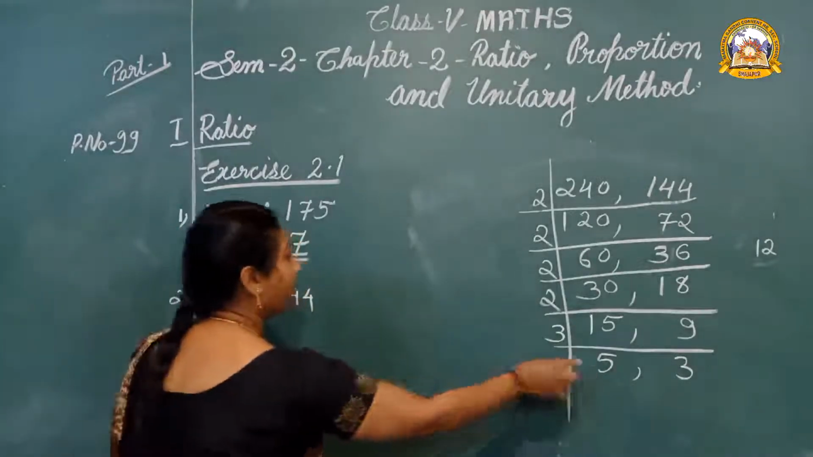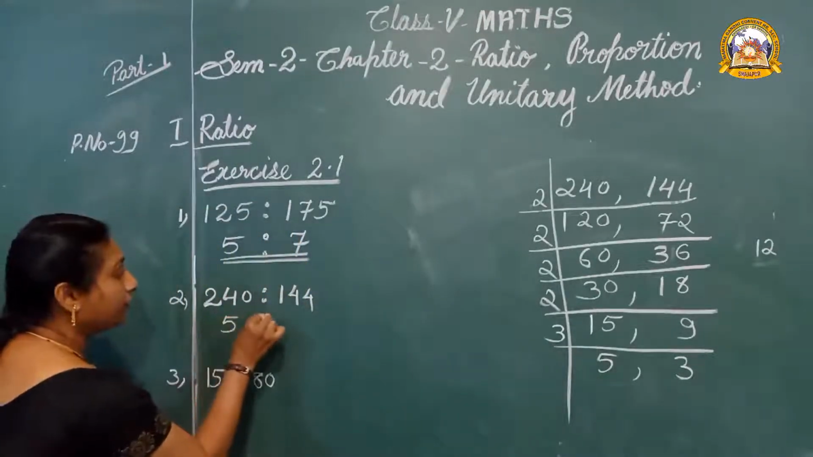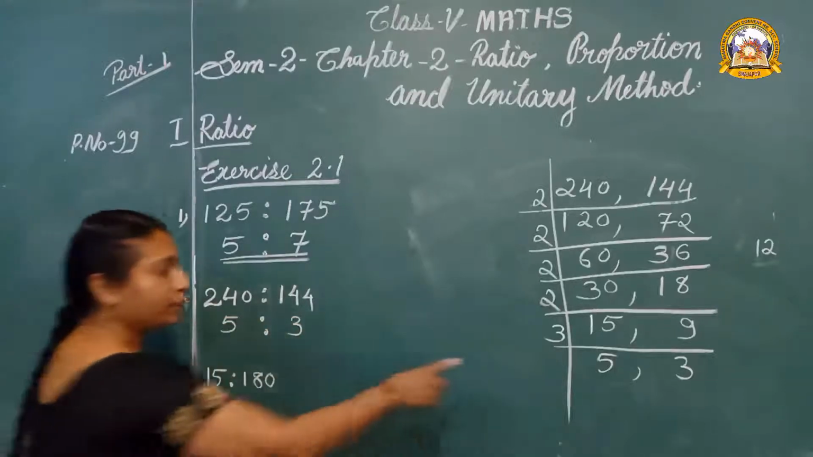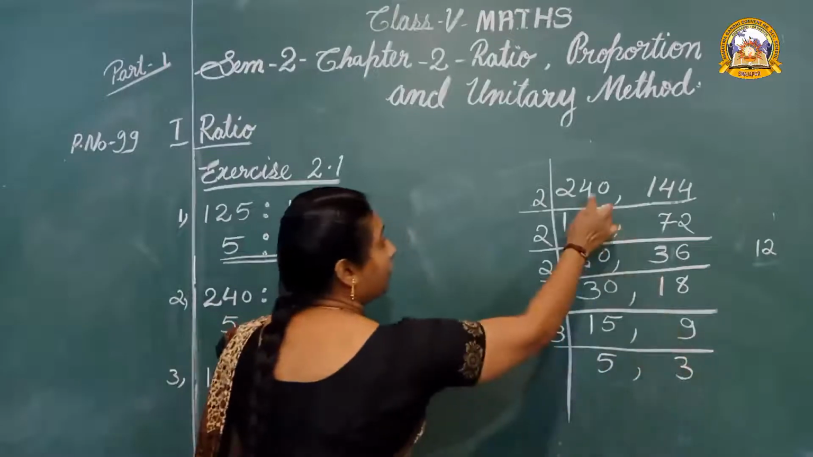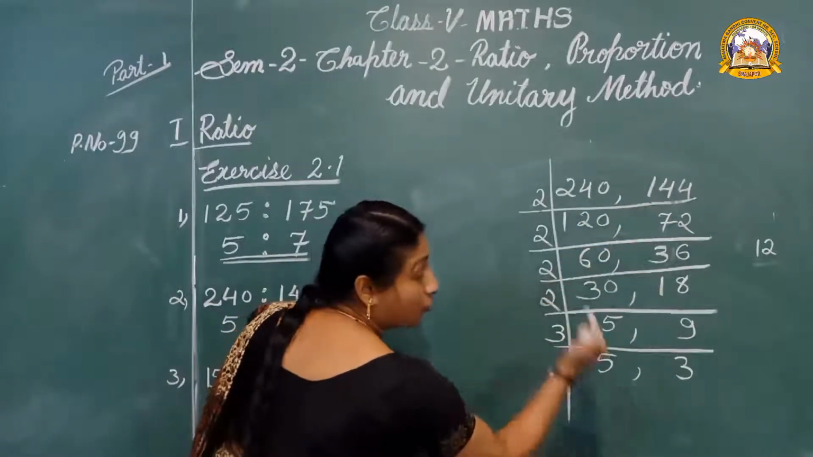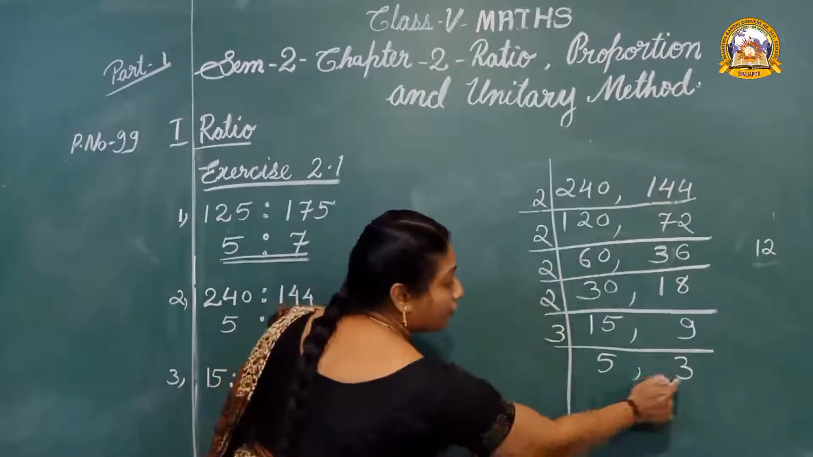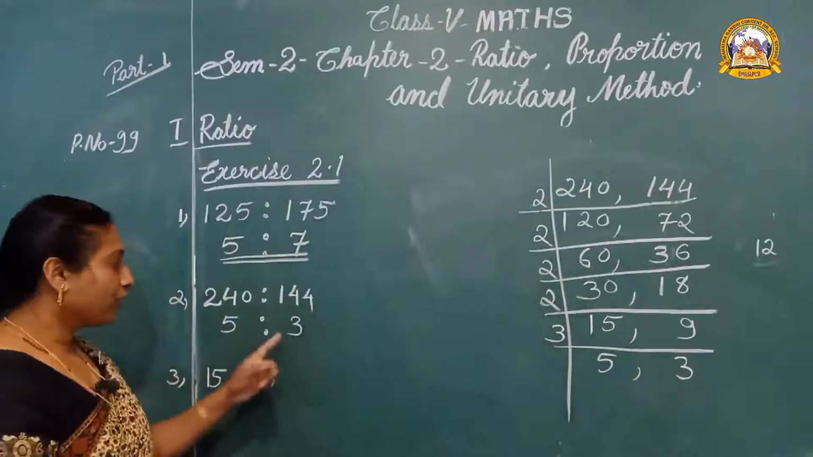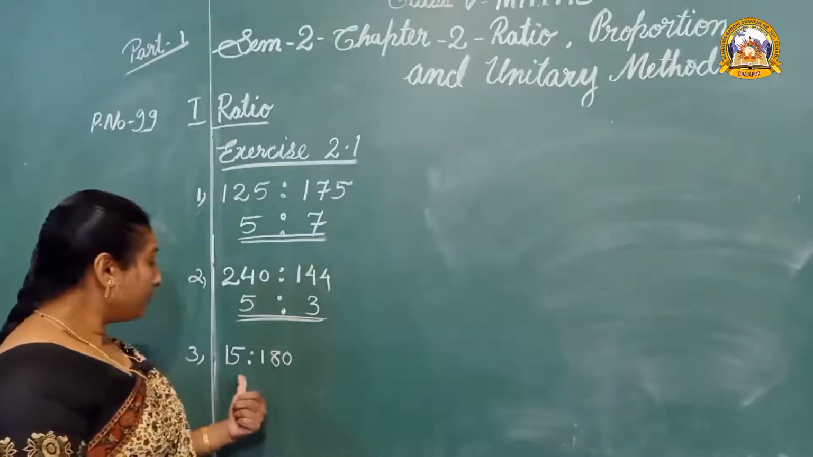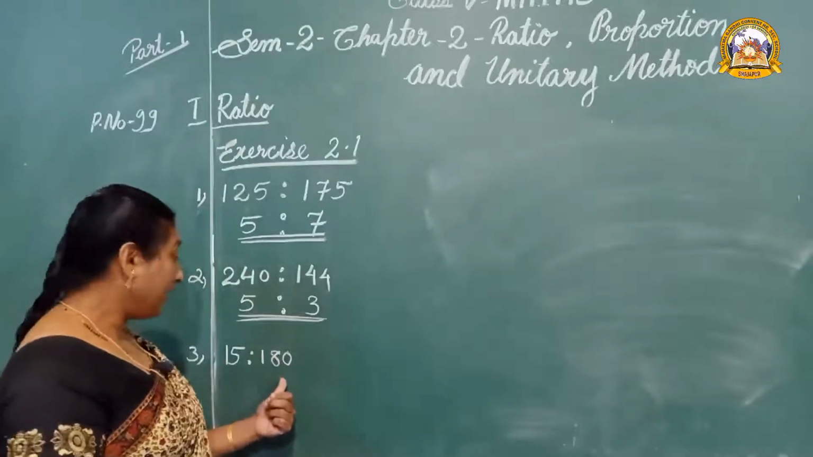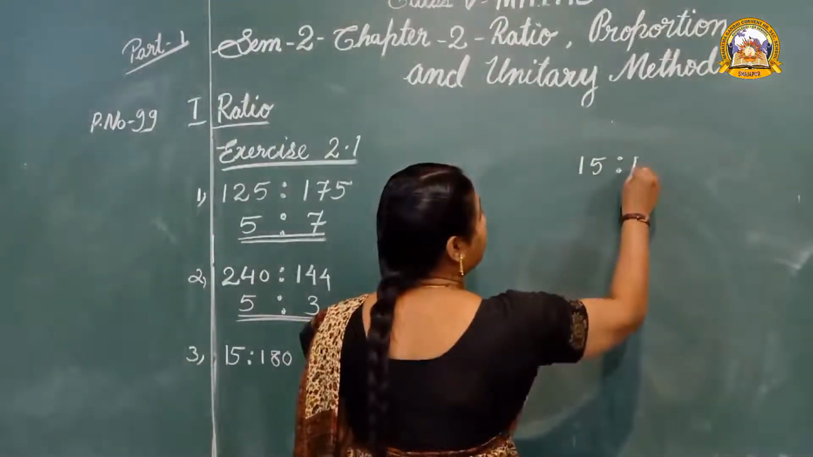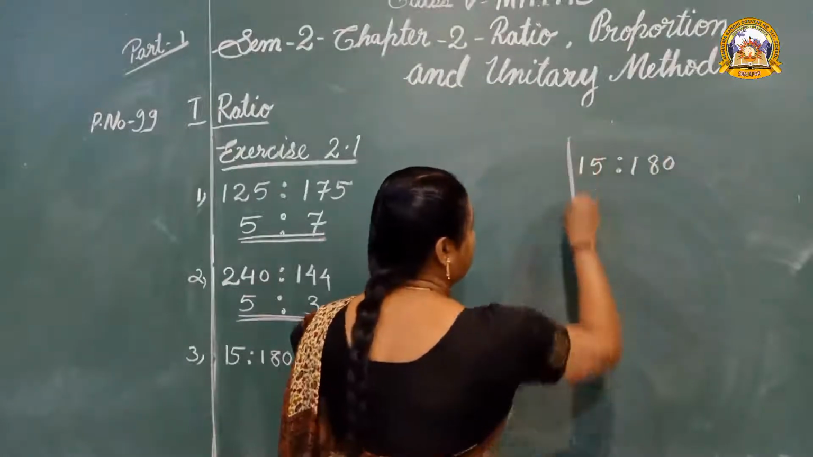So let us write the lowest term of 240 and 144. First number 5 is to 3. Okay, 5 is to 3. 240 is to 144. Its lowest term 5 is to 3. Okay, it is the answer. The third one, 15 is to 180.